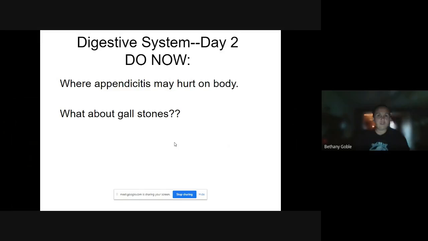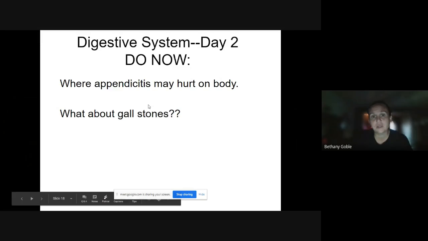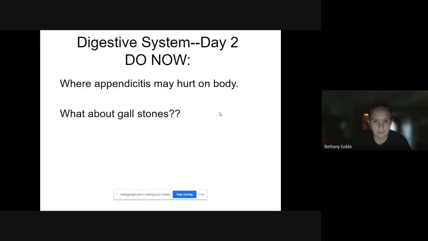So I'll give you a hint. They're both on your right side. Okay, so your gallstones is upper right quadrant, like upper rib cage, and your appendix is lower right. So if you ever have pains in those areas, that possibly could be a reason. All right, let's go ahead and move on.